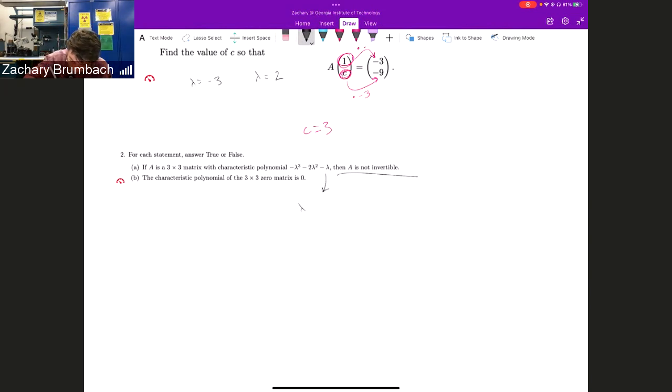We can take a lambda out. Let's take a minus lambda out just to make our life a little easier. Lambda squared plus 2 lambda plus 1. So that's minus lambda times lambda plus 1 squared. From here we have lambda equals 0, and we have lambda equals -1. Since we have a lambda equal to 0, this is not invertible. That is true.